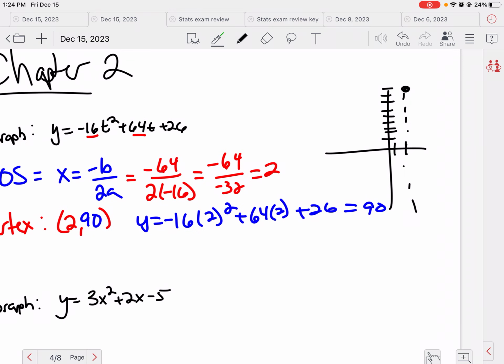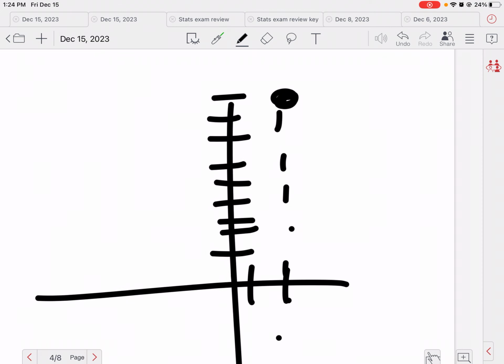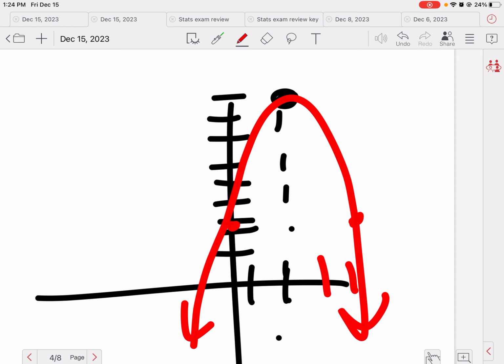I'm going to pick another point like x equals 0 because that's pretty. So I'm going to have negative 16 times 0 squared plus 64 times 0 plus 26, which is just going to equal a whopping 26. So I have the point 0, 26, which is somewhere in between there, right? And then I can also mirror that over, and I can get a nice pretty little graph.